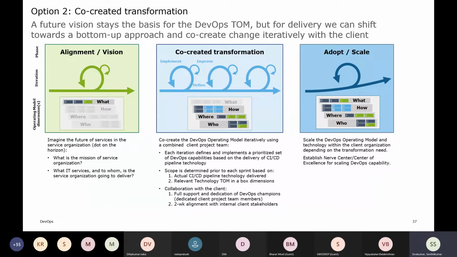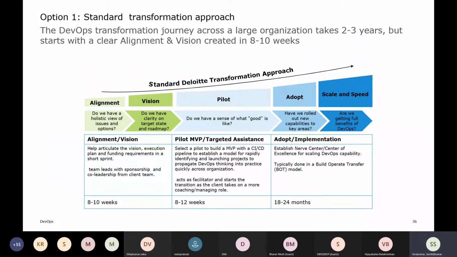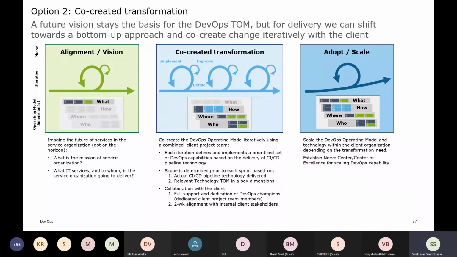So the second one is co-create transformation. This is like what we see at the organization level: what, how, where, who. In that alignment vision, there is one thing: imagine the future service, and what is the mission of service in the organization, what IT service, and to whom is the service organization going to deliver. So this is the alignment vision, what to iterate in terms of phases. The first one, alignment vision, is the first phase, co-create transformation is the second phase, and adopt scalability is the third phase. What we have defined in this phase is 8 to 10 weeks, 8 to 12 weeks, and 8 to 24 months. So the alignment vision is taken care of by imagining the future of services in the service organization.